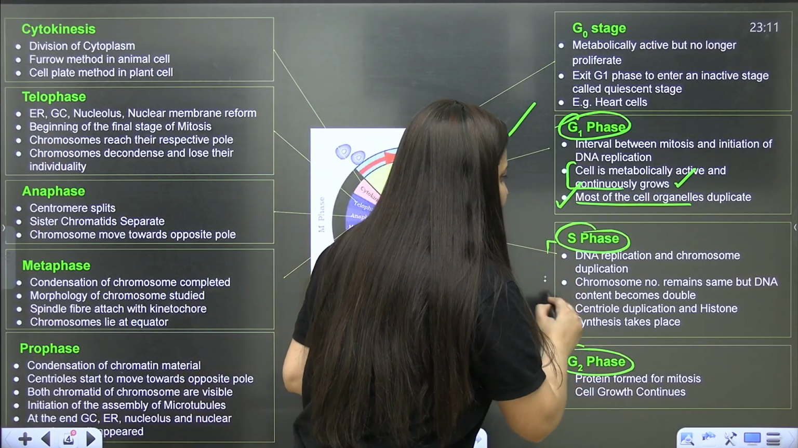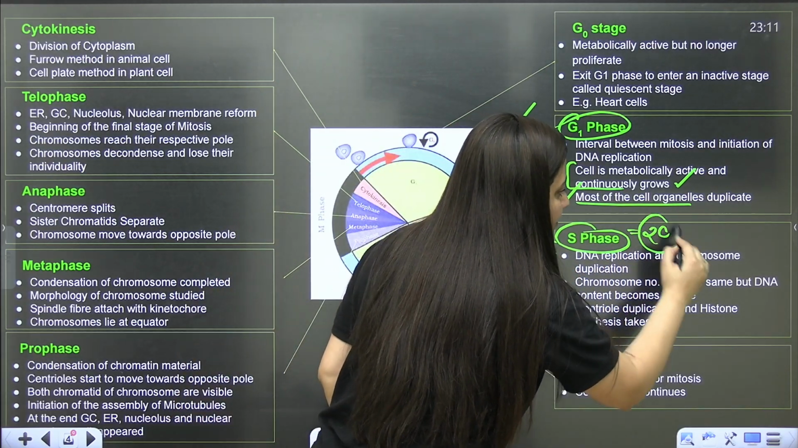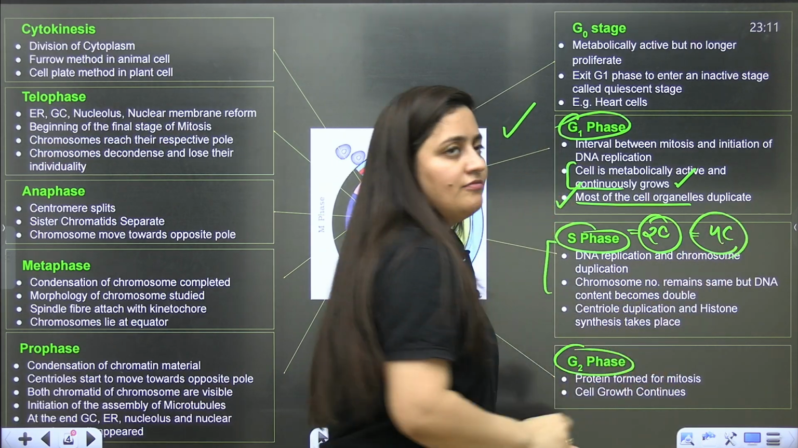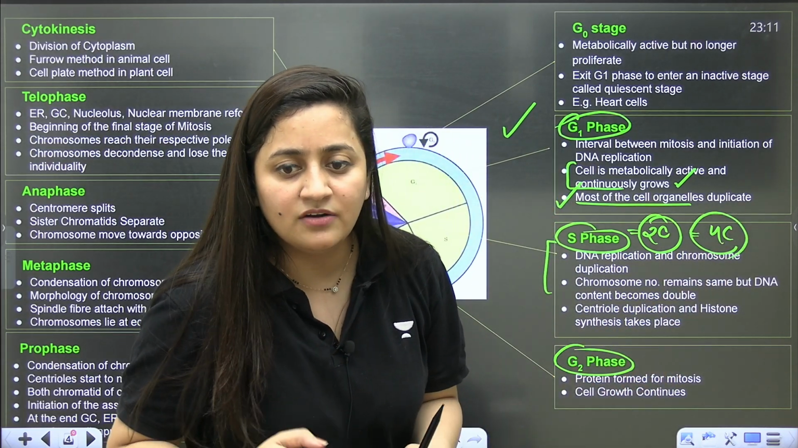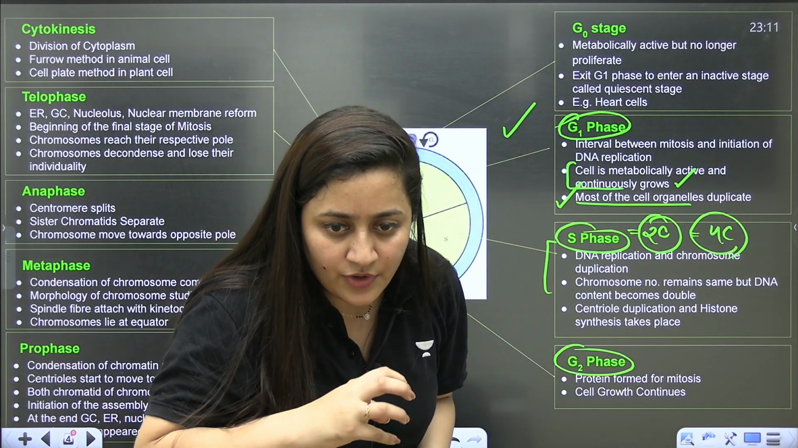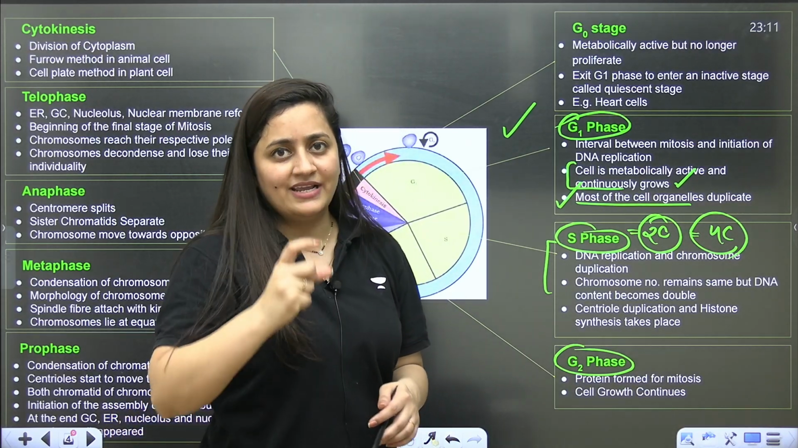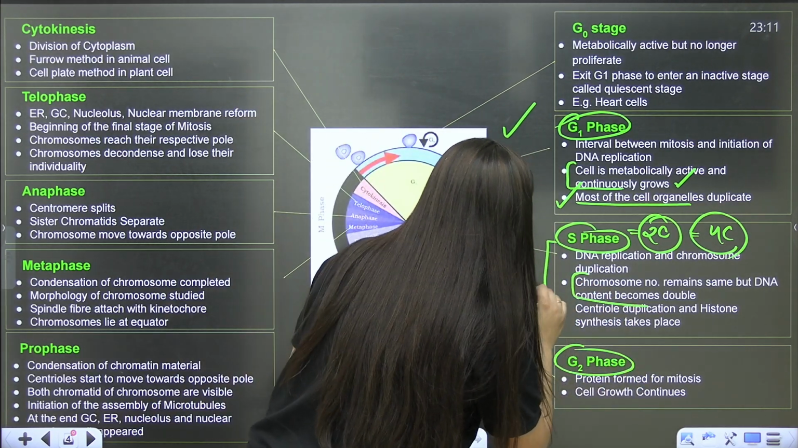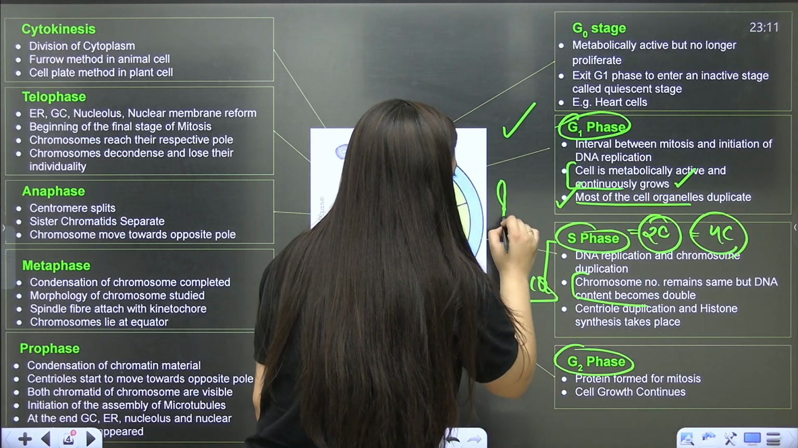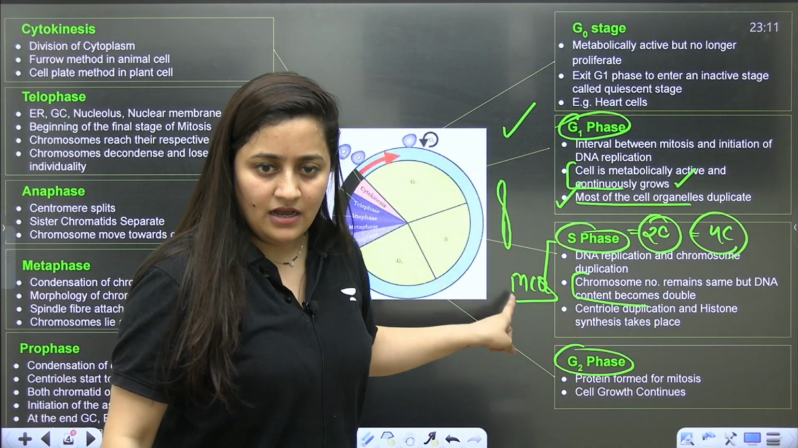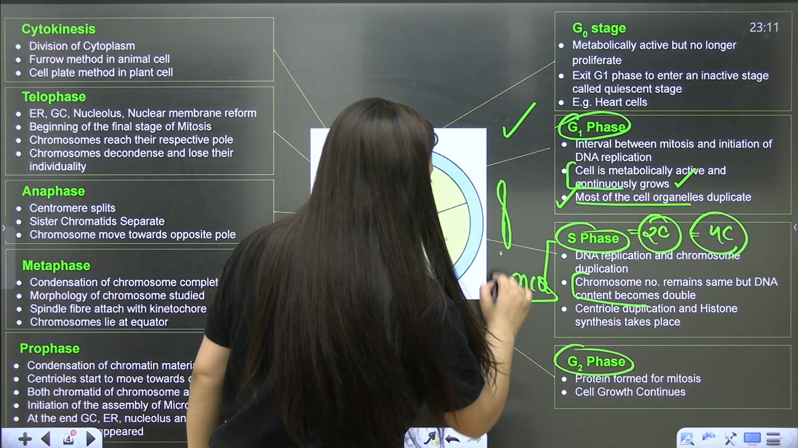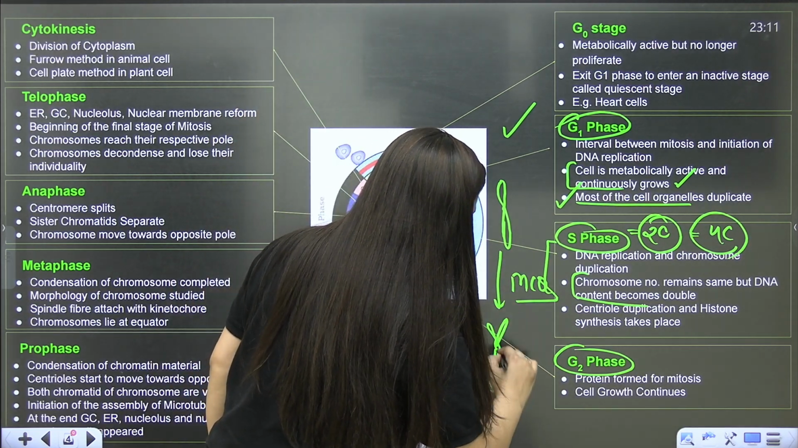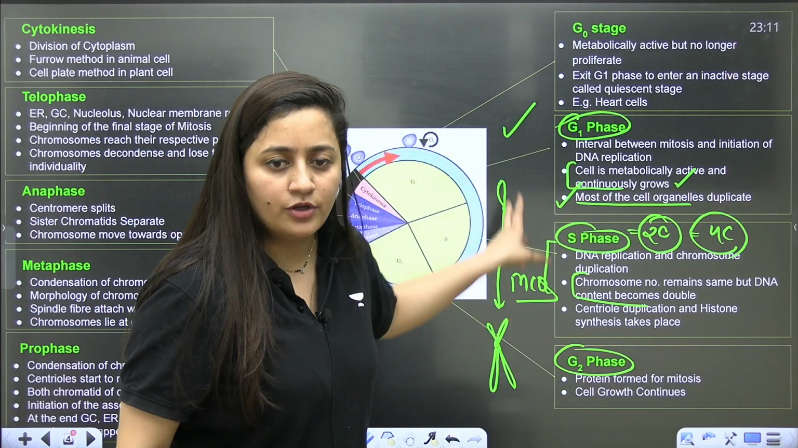Then the S phase is the actual phase where DNA replication will occur. 2C will become 4C, like your DNA content will get doubled. The DNA content will get doubled, students, but the number of chromosomes will remain the same. That's the key point. So if initially your chromosome was like this, just before the S phase, after the S phase, because duplication will occur, it will become like this. That is what you need to keep in your mind.